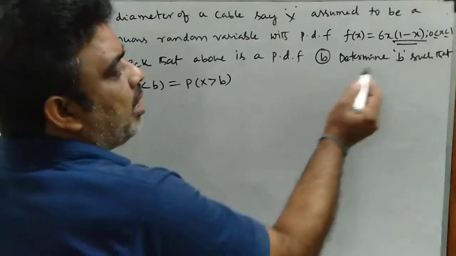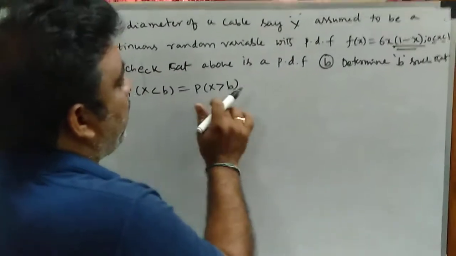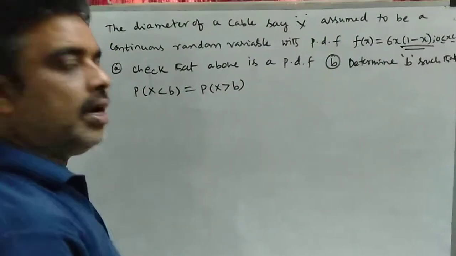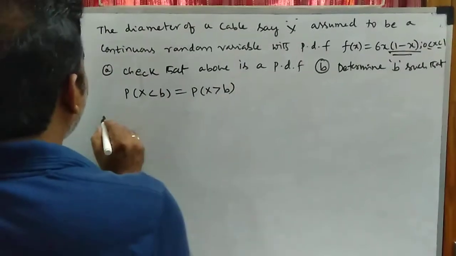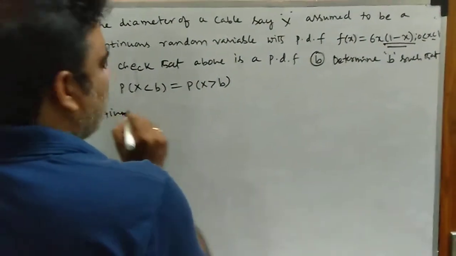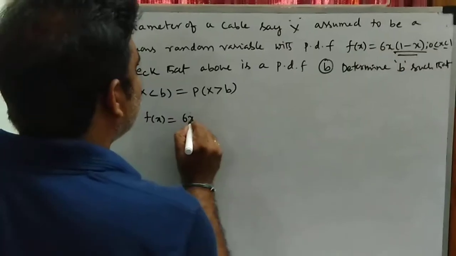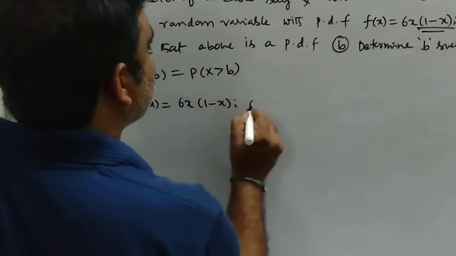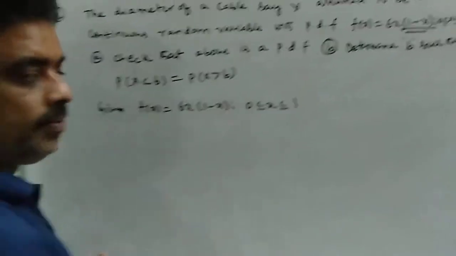In the second bit, you have to find b such that P of x less than b is equal to P of x greater than b. So you have to find the value of b satisfying this relation. So first write the same as the previous problem: f of x is equal to 6x into 1 minus x, where 0 less than or equal to x less than or equal to 1.